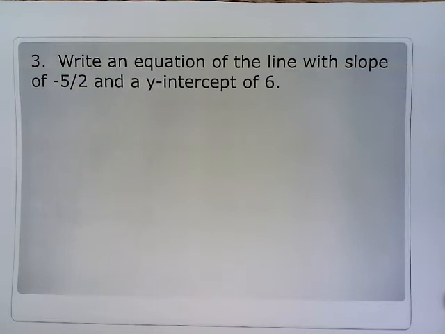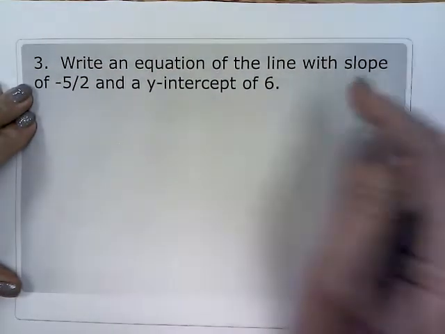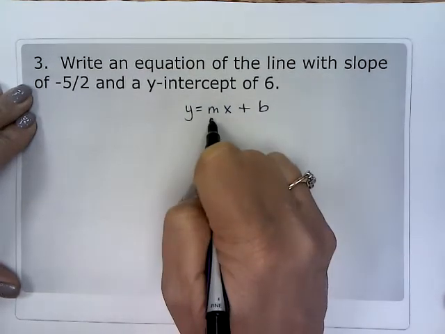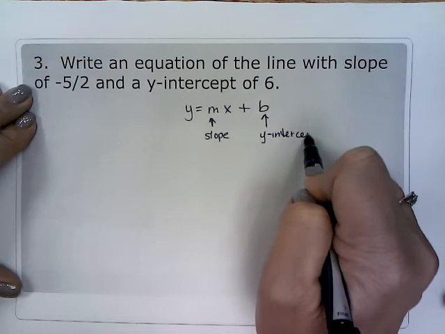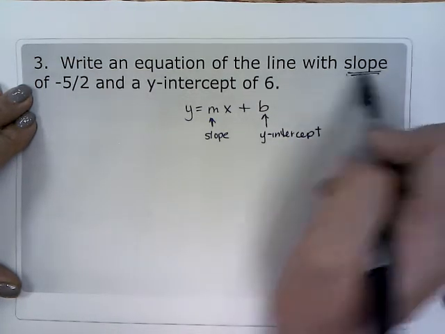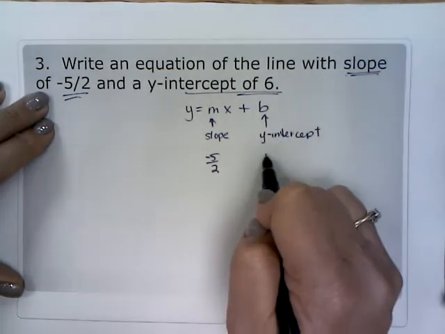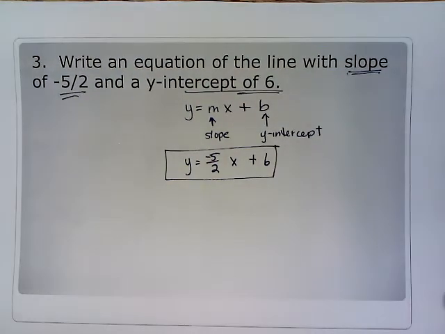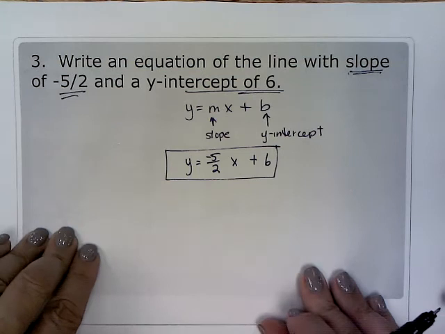Okay, now I'm going to write an equation of a line with a slope of -5/2 and a y-intercept of 6. Well, first of all, slope-intercept form says y equals mx plus b, where m is my slope and b is my y-intercept. Based on our directions, I have a slope of -5/2 and a y-intercept of 6, that's positive. There's the equation of the line. I just put it back into my slope-intercept form.